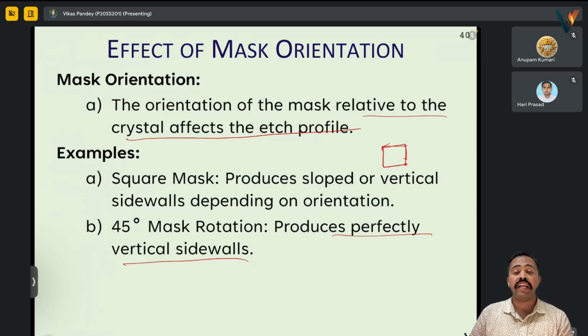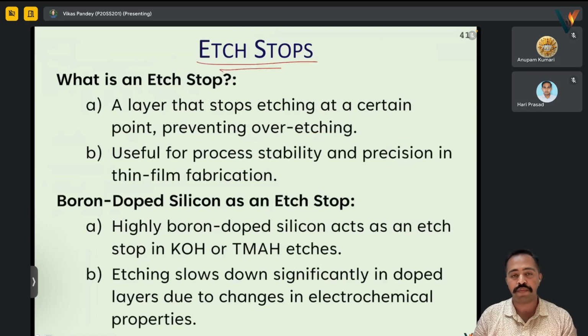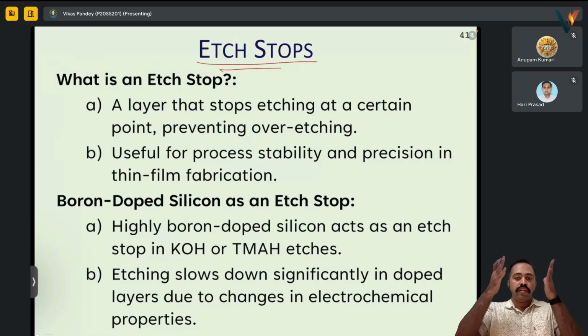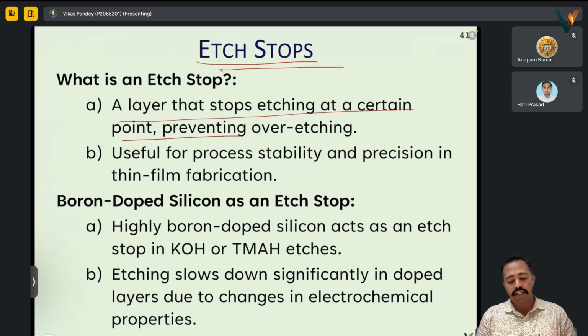Now in the etching process, one thing that is commonly used is etch stops. Because we don't want the etching to be continuous. We want etching, but we might need to stop it at a specific point. And it might be that it is not always time dependent. We want that in one orientation the etching stops, but it continues in some other orientation. So how do we do that? A layer that stops etching at a certain point is used that prevents overetching.